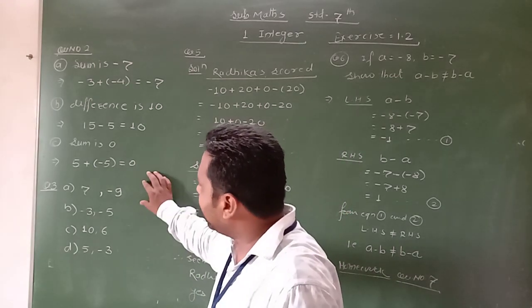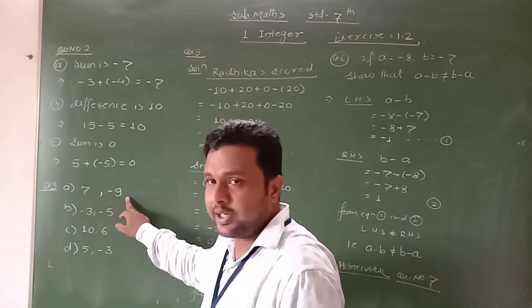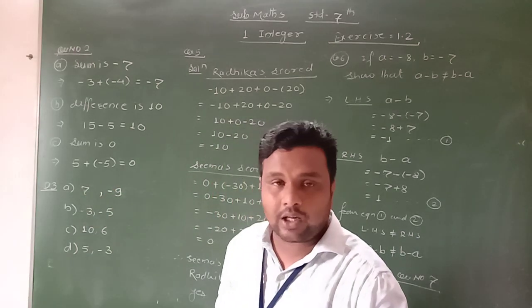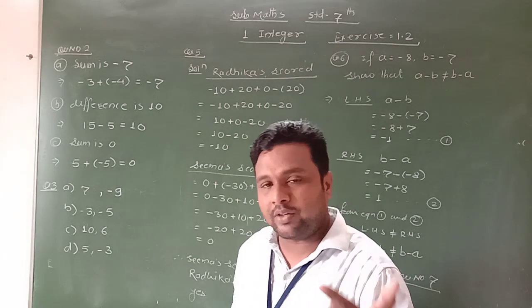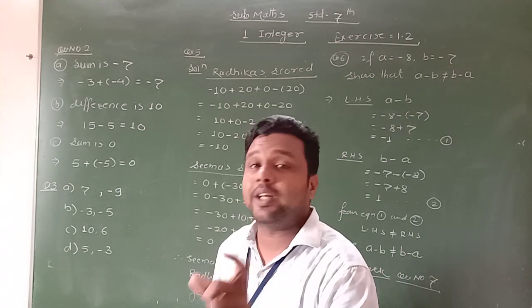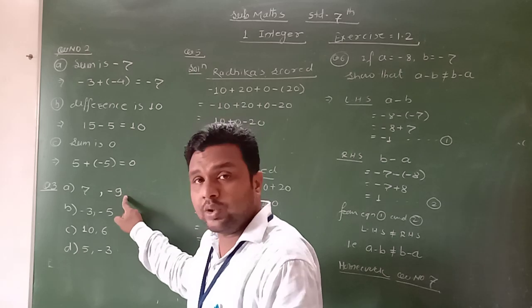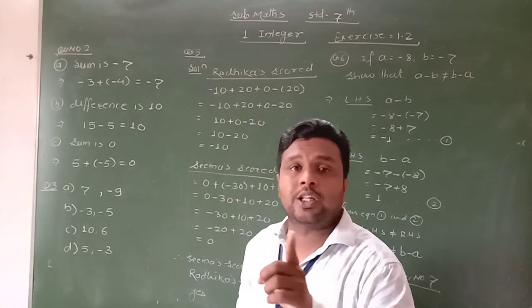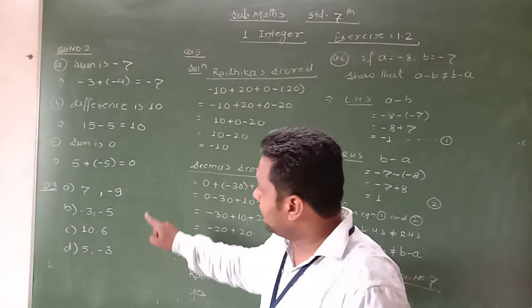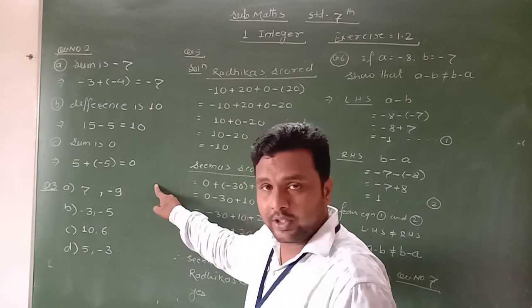Therefore here I take two integers, 7 and minus 9. If you add these two integers, then definitely you will get a negative integer. Then what is the required pair? 7 and minus 9. If you do the addition, we get the answer minus 2. That is a negative integer. This is the answer for the first part.